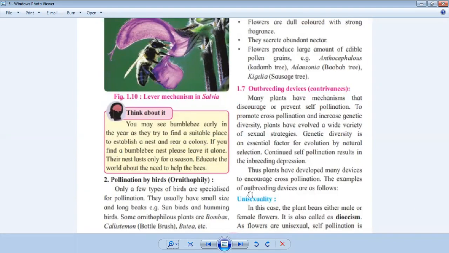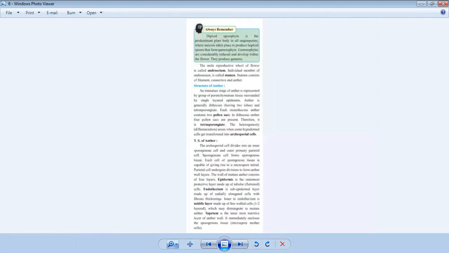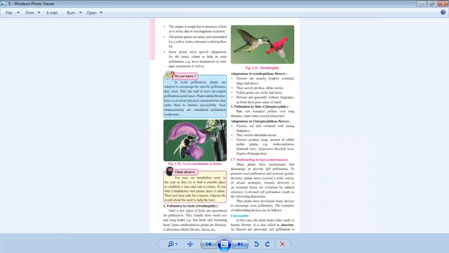So in outbreeding devices, unisexuality comes here. Next to unisexuality, that is the part of protogyny and protandry also. Protogyny and protandry, these are different methods of the outbreeding devices.